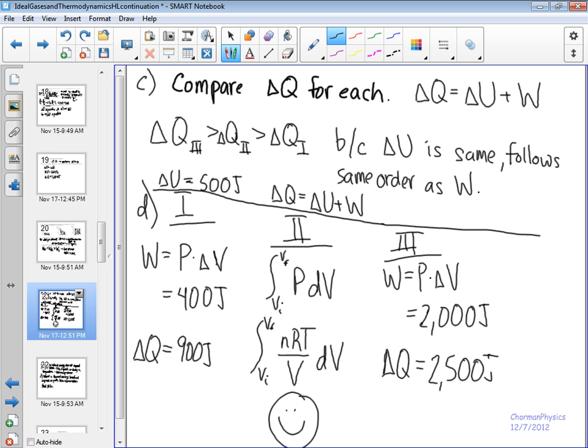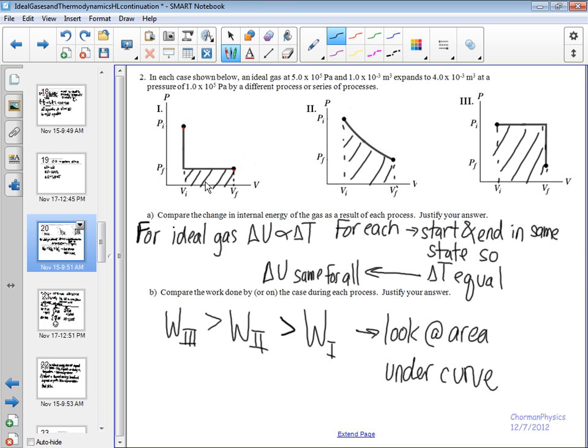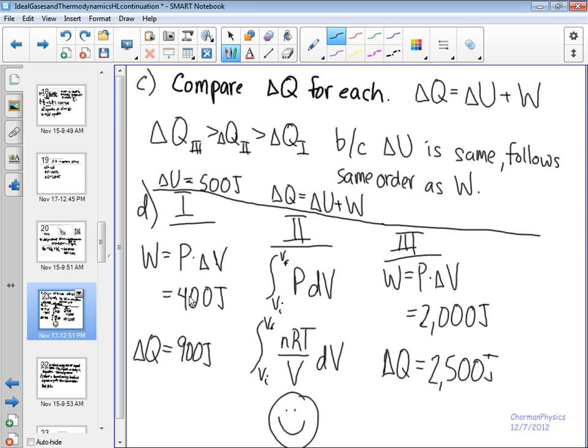Finally, for part D, if the internal energy increases in each case by 500 joules, we can calculate the work done and thermal energy exchanged in each case. The reason for that, we can calculate the work done in the first case, which is going to be just the area under the curve. And since we have these values, we can solve for that. That's going to give us 400 joules.